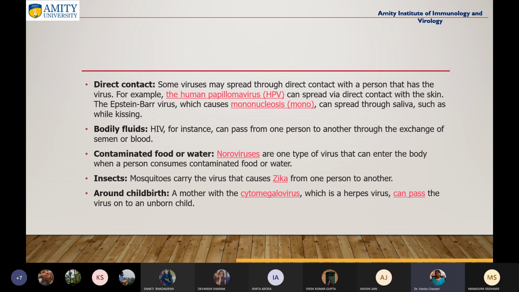Then bodily fluids. For example, HIV can pass from one person to another through exchange of semen or blood. That's why they say that needles should be separate or discarded. Now, what used to happen when we were kids? There used to be glass syringes at that time. They used to change the needle, or sometimes I don't know if they were also sterilized. Glass syringes, they used to sterilize after every use.